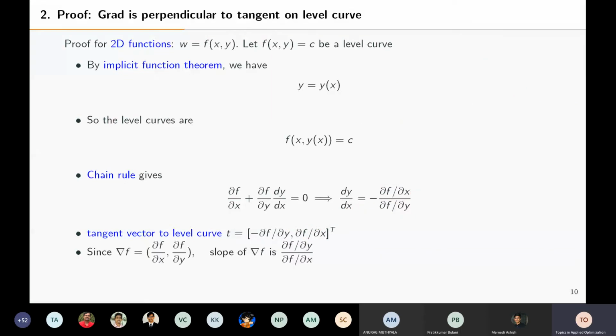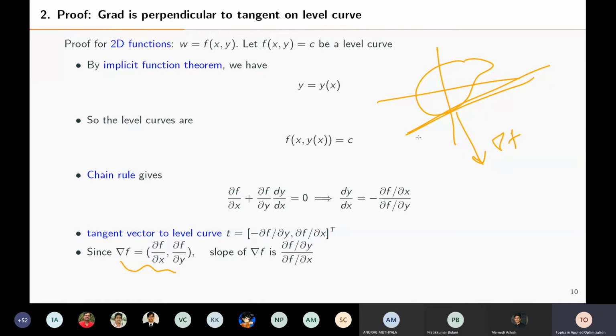Okay, now what we want is a gradient. So remember what our original goal was: I have a level curve and a tangent vector, and what we want to prove is that the gradient of f is perpendicular to the tangent. We have found a tangent vector, which will look like this, and now we are looking for the expression of the gradient of f, and then we will see whether they are perpendicular or not.